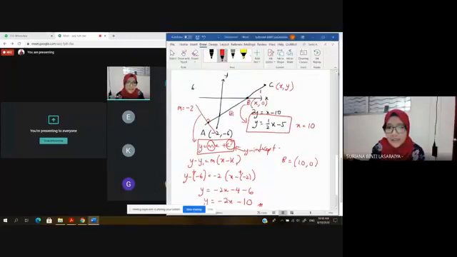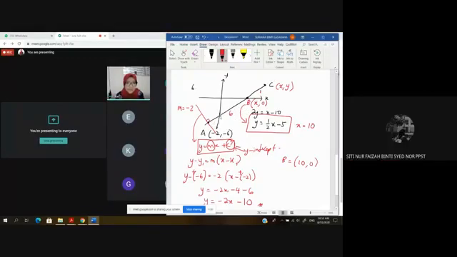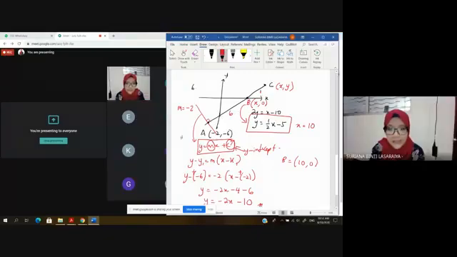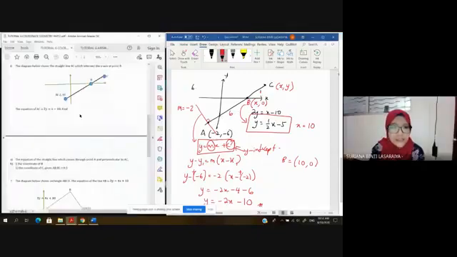Kan dia kata rasionya 6, A to B rasionya 6, B to C rasionya 1. So, dia kan nisbah M kepada N. So, total di sini adalah 7. Ratio dia tu 7 total dia. Kan dia kata begini. So better kamu kena tuliskan, dia kata A, B 6, B, C is 1. So maksudnya A kepada C itu totalnya 7.